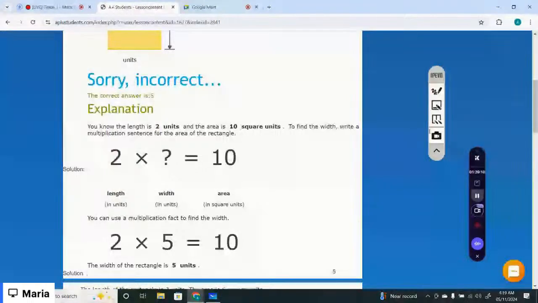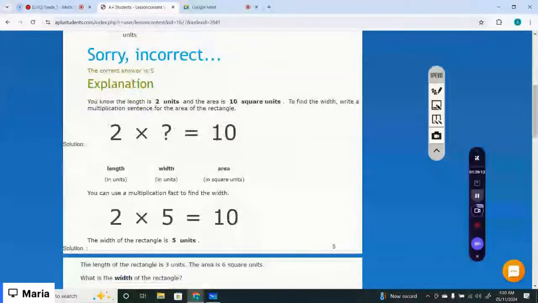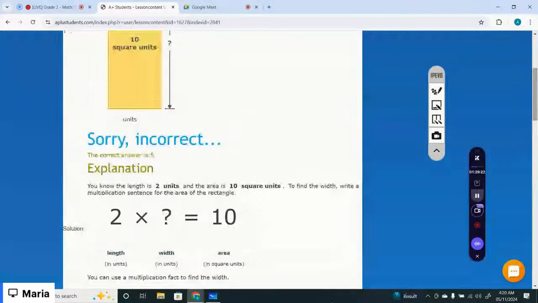So 2 times what number is 10? 2 times 5 is 10. So that means the width is 5. So that is 2 times 5 equals 10. Got it? Let's just start with the test questions.